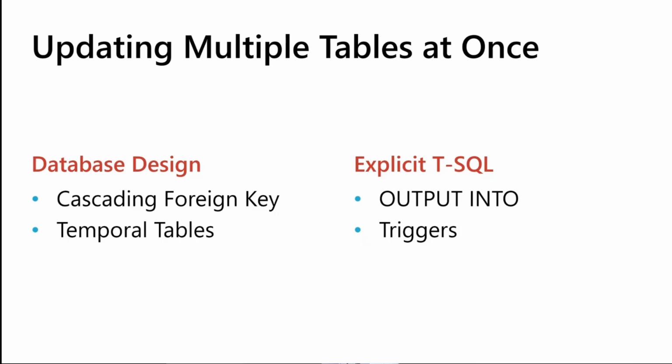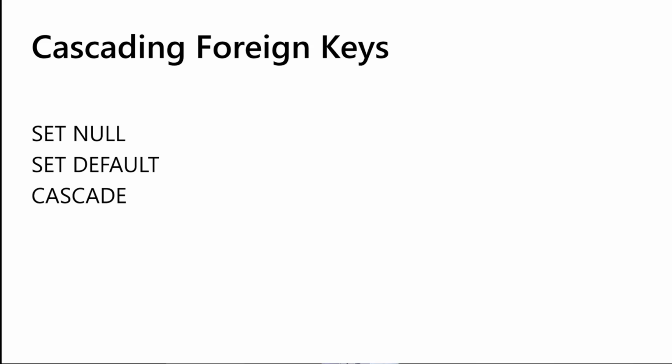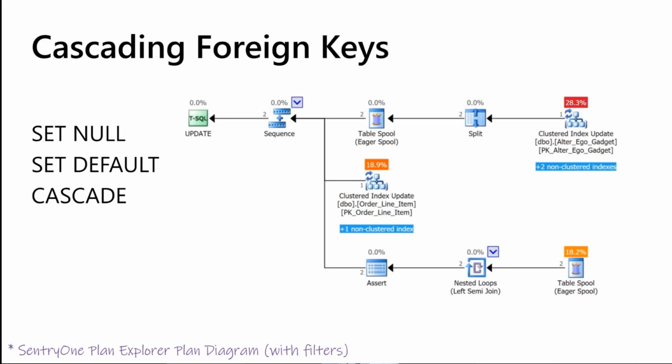Let's start with our cascading foreign keys. When we create a foreign key, we can define actions that occur on the referencing columns whenever there is a change to the referenced column. We can set the value to null, we can set it to a default, or we can cascade the action, which means setting it to be the same as the referenced column. And we don't have to do anything about this. This gets done when we do the update to the parent table or the referenced column. But we can't see this in our execution plan.